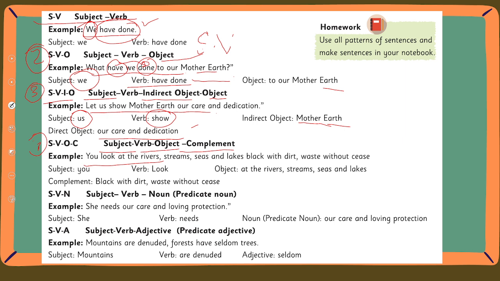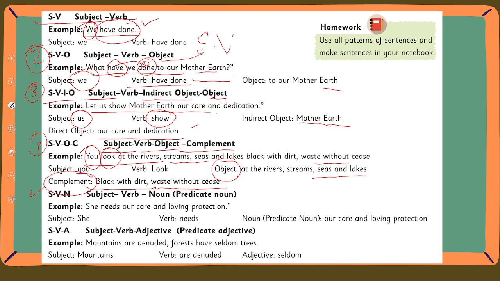You look at the rivers, streams, seas and lakes, black with dirt waste, without seas. You is our subject, look is our verb, and at the rivers, streams, seas and lakes, these are our object. And the rest of the sentence is black with dirt, waste without seas. This is complement because it is completing our sentence and it is making sense.